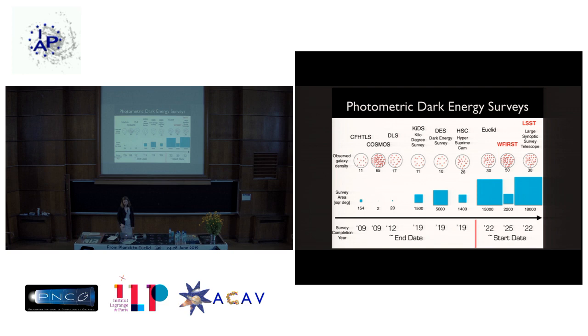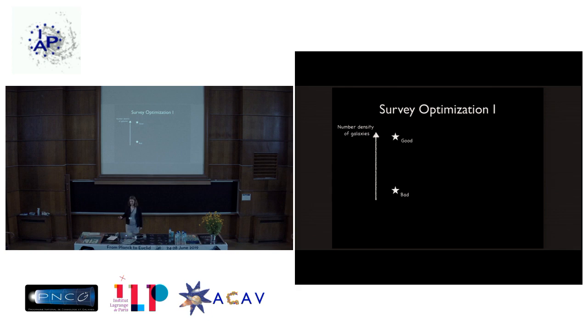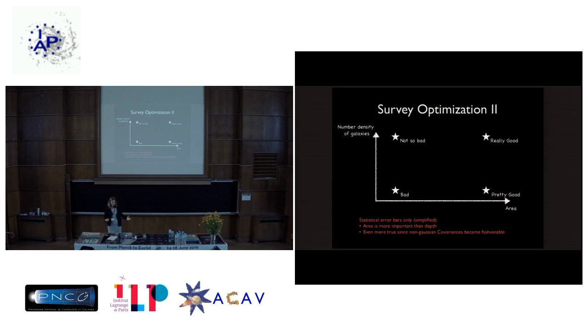So let's talk about survey optimization. In the past, we may have made a plot like this, saying more galaxies is better. Then once you start varying galaxy density and area, it becomes a bit more complicated, where forecasts consistently find that once you pass a certain galaxy density threshold, more area brings gains more quickly than adding depth. So it becomes a slightly more complicated optimization problem, where, of course, having more area and more number density of galaxies would be optimal. And then you find a compromise depending on your survey, on your particular science case.